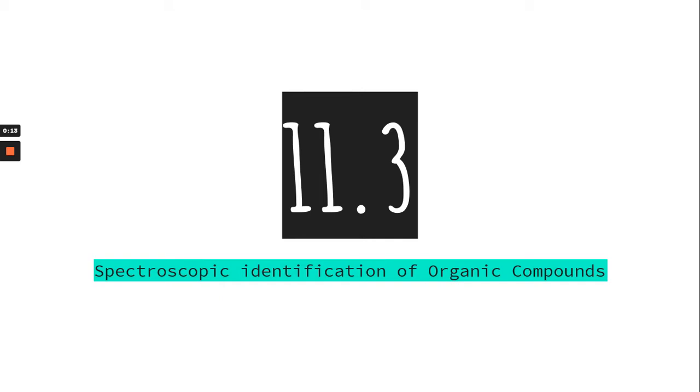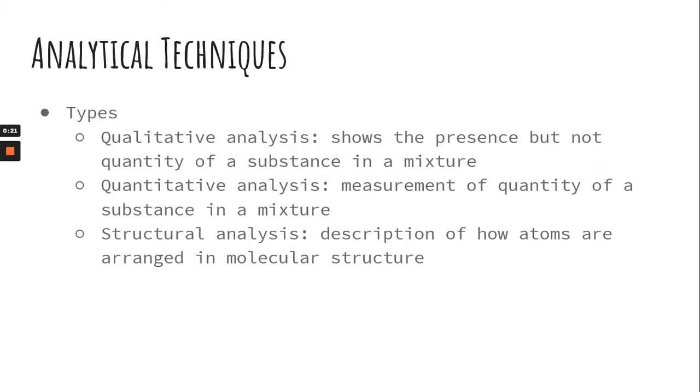So for section 11.3, we're looking at the spectroscopy data to help us identify organic compounds. Now this is part of analytical chemistry, which is looking at the analysis and what the analysis can tell us about the compound or reaction.